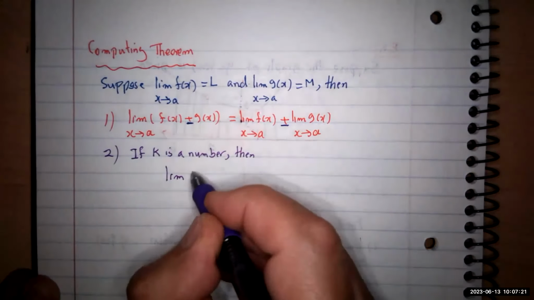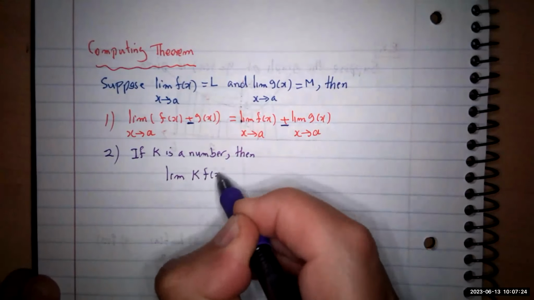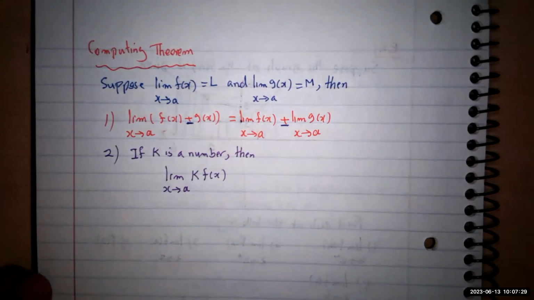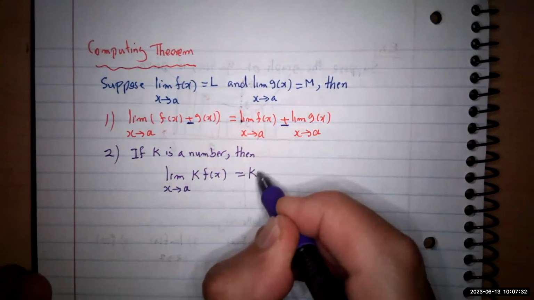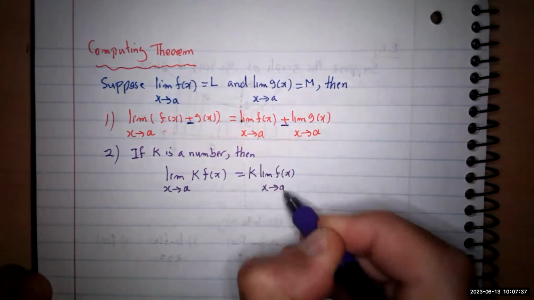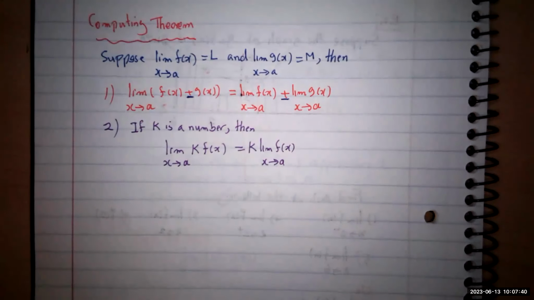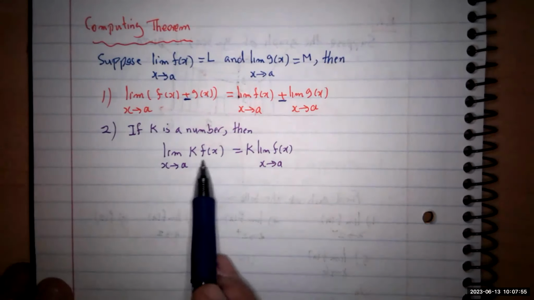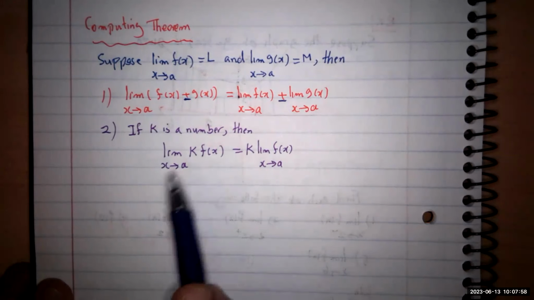limit of k times your function, k times f of x, when x goes to a, is simply equal to k times the limit of f of x when x goes to a. That's it. So this means if the limit of the function is 2, the limit of 5 times the function is 5 times 2, which is going to be 10. Okay, so it's going to be used quite a lot. That's rule number 2. So that's a kind of product rule. It's a product of a function by a number.